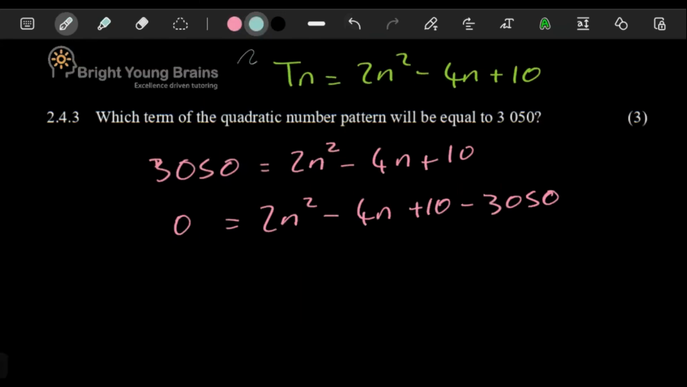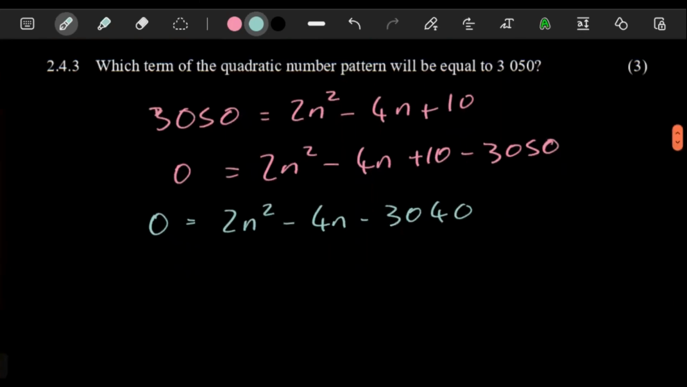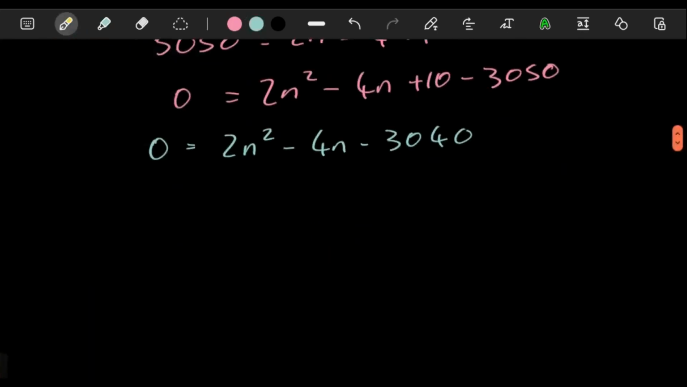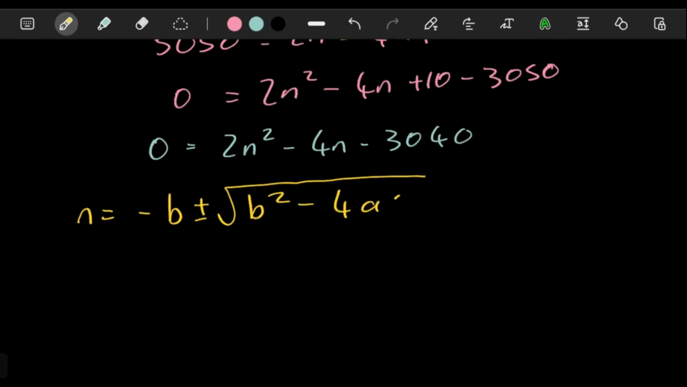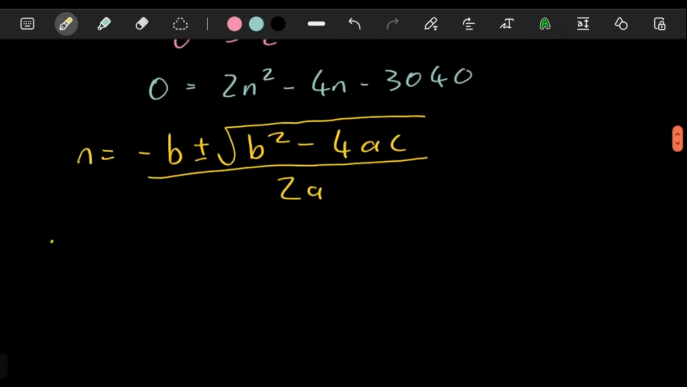And then that's going to give us what? 0 is equal to 2n squared minus 4n. So this is 10 minus 3050, right? So that's going to give you negative 3040. You could think to yourself, let's take out a negative, let's take out a 2 as a common factor. You really don't have to. You just throw it all in the quadratic formula the way it is. I normally always just do that because there's really no need to take out anything as a common factor. The quadratic formula can handle anything that we throw at it.